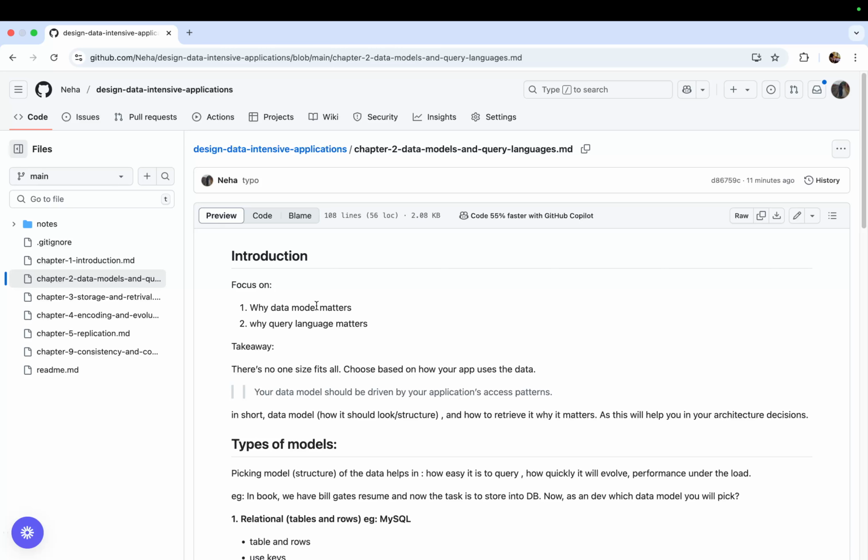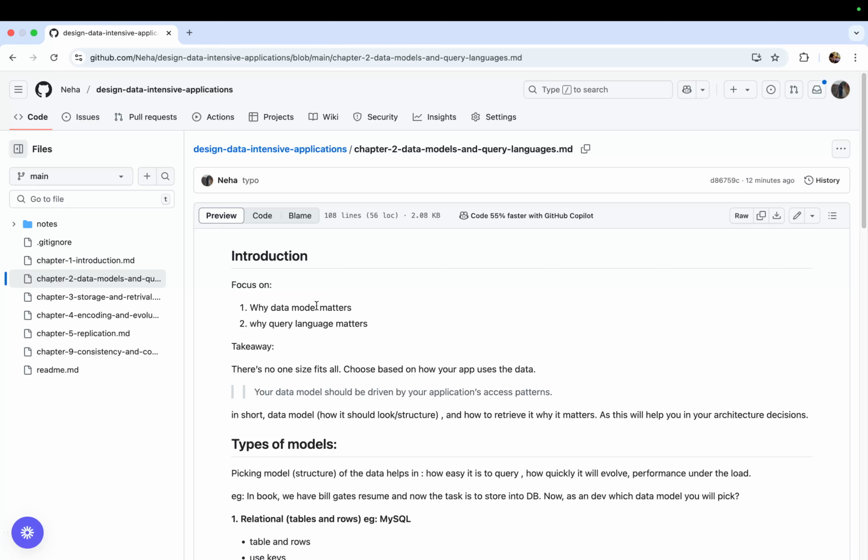It matters because if we are gonna pick a wrong data model, it is gonna cost us the performance. It is gonna slow down our engineers. It is gonna slow down the queries. As I told you, performance. It would be hard for us to scale also our application. So that's why it's very important.